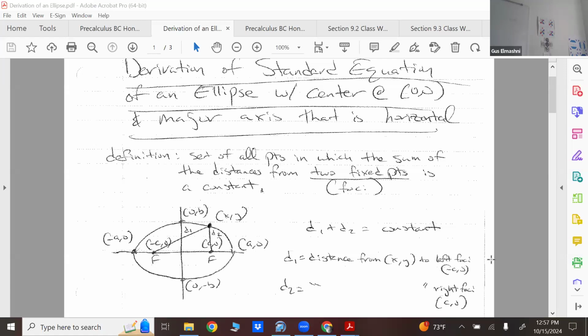If you have 2 fixed points, we call them the foci. That's plural for focus. When I say "focuses," that's kind of weird. Say foci. If you take the distance between that point, x and y, here, and the other focus, the sum of those 2 segments will always be a constant. So d1 plus d2 has to be a constant. That is the definition of an ellipse. So it's the set of all points for which the sum of the distances, that's plural, from 2 fixed points called foci, is a constant. So d1 plus d2 has to be a constant.